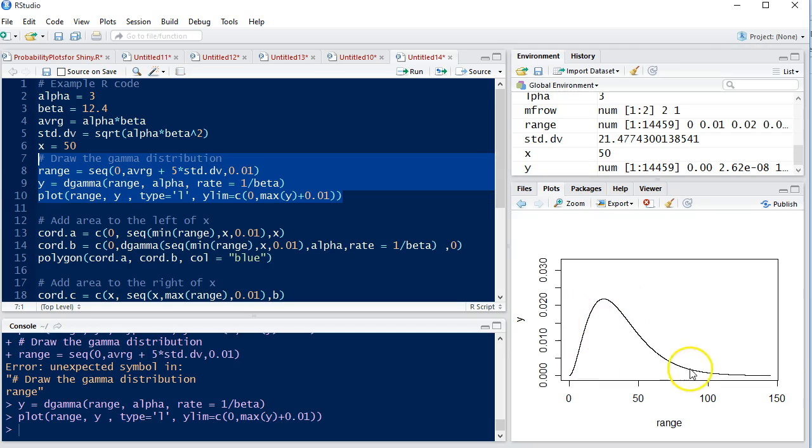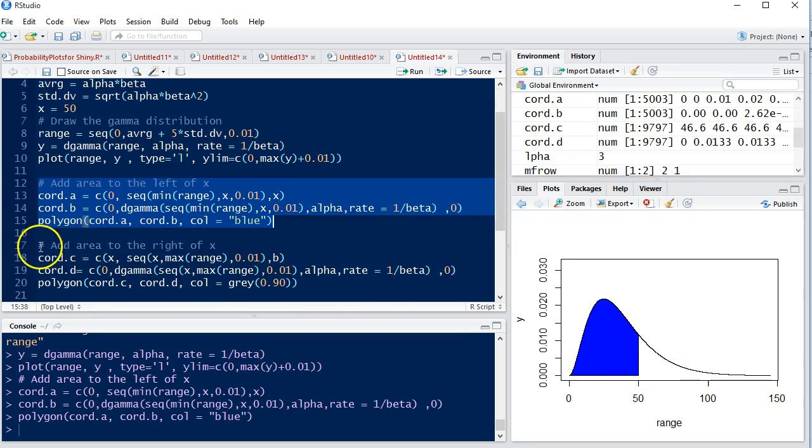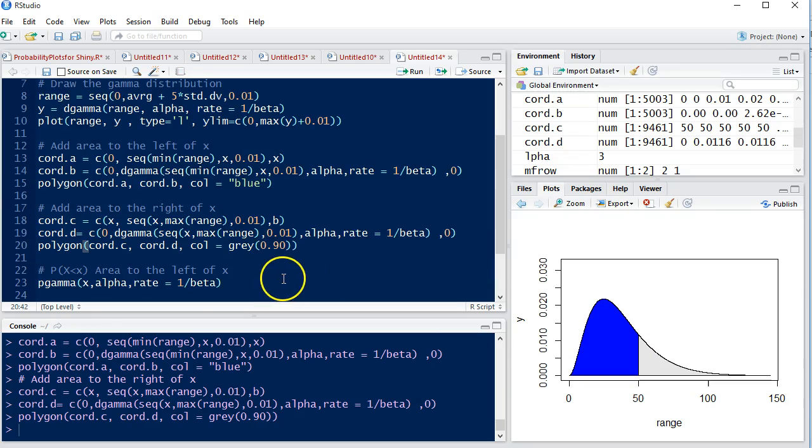So pretty cool. Now I want to add in the area that falls to the left of my x value. That's going to be the cumulative area, so that will be these lines here, and then add the area above. And I've just shaded that in as gray, and we can see that a large portion of the area is below 50, so we should expect a pretty large probability.